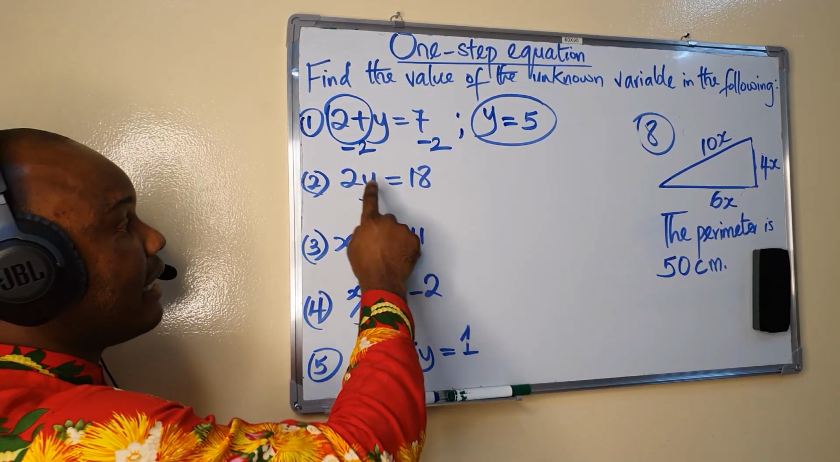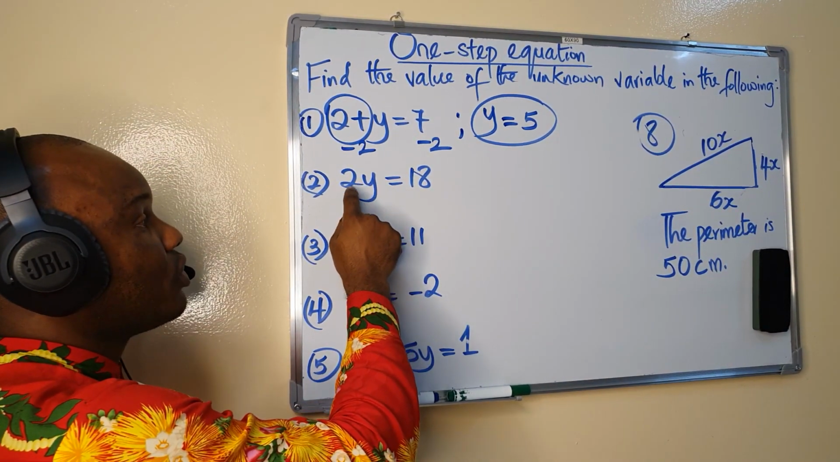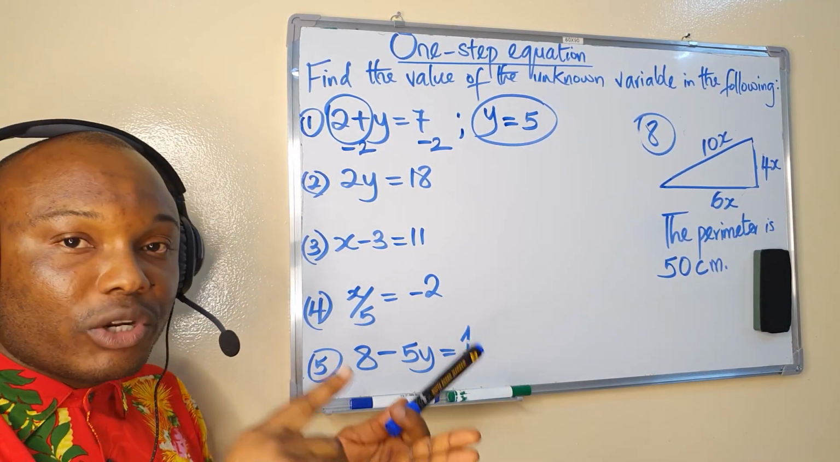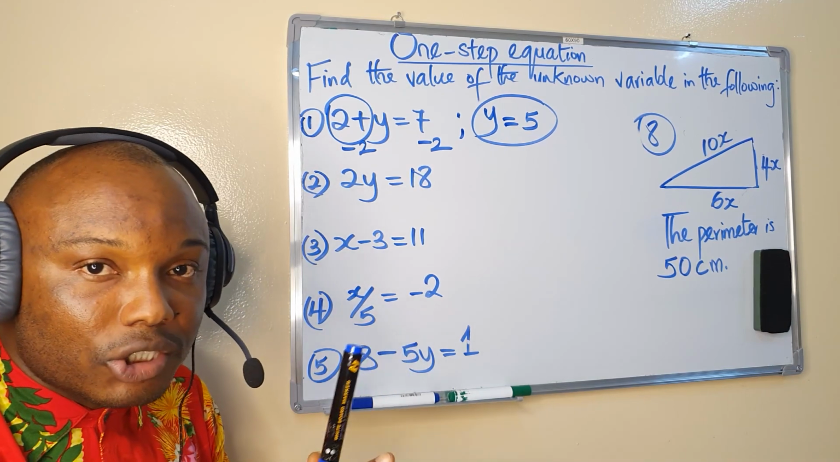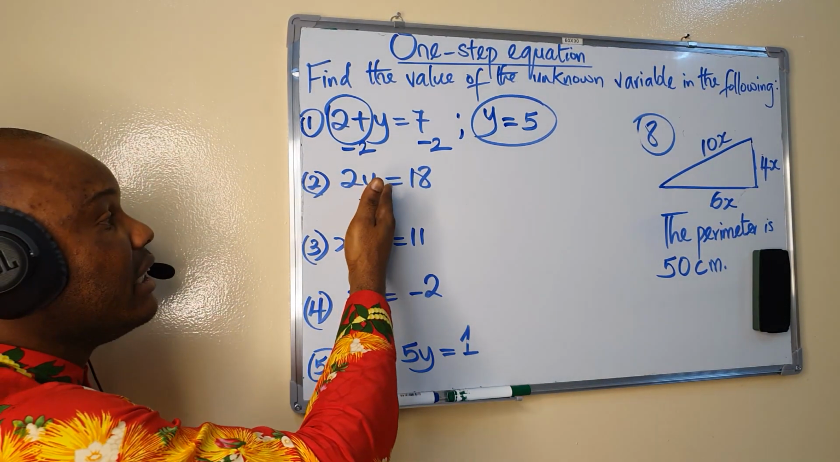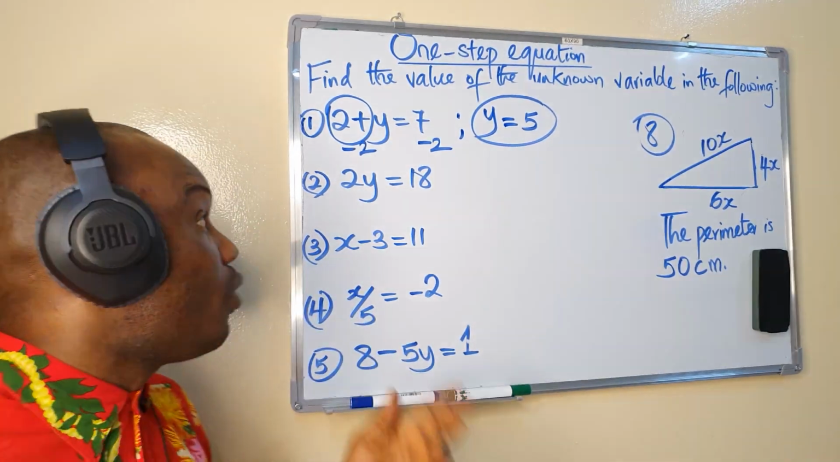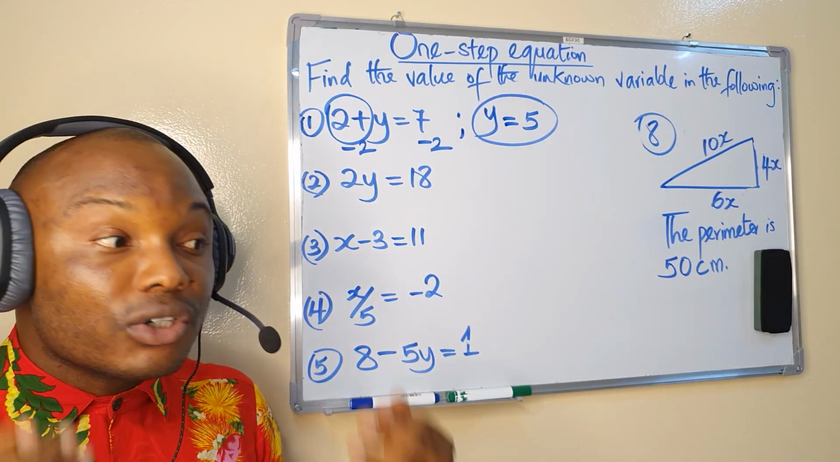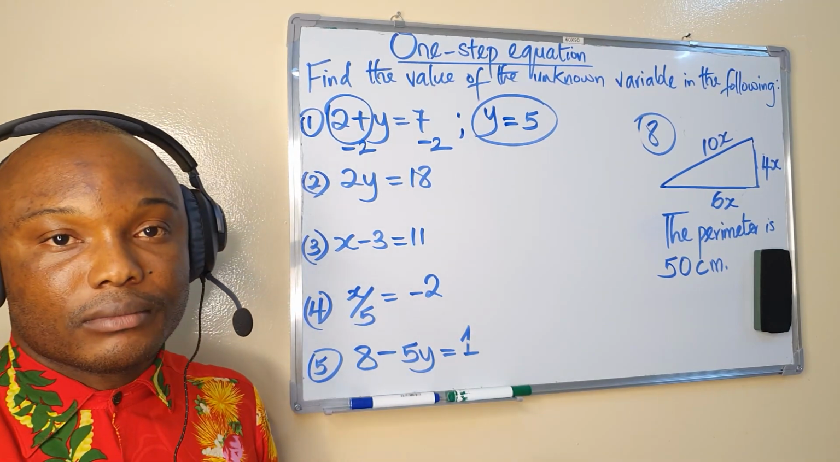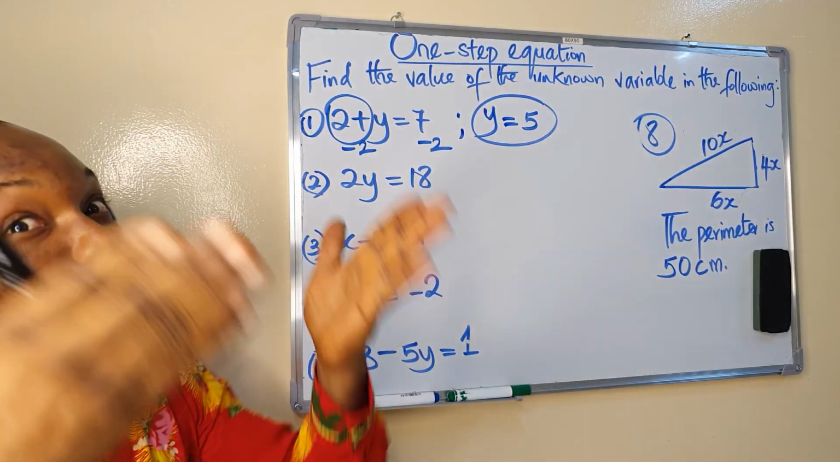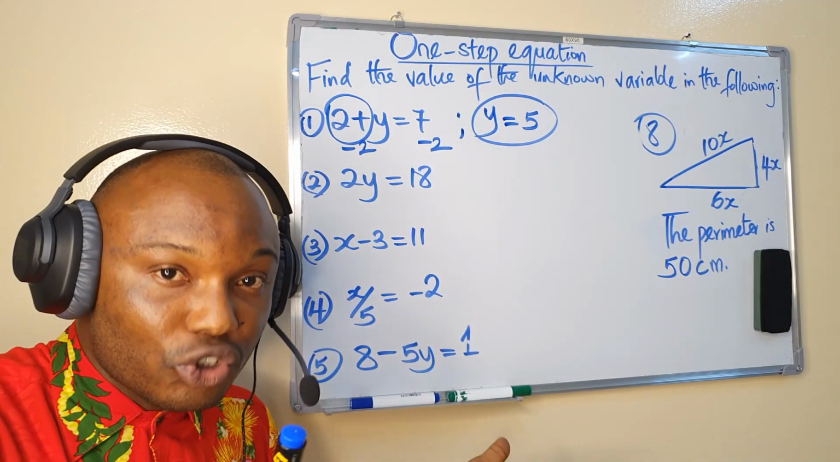Look at the second case. I told you that each time you see a letter attached to another letter or a letter attached to a number, that shows multiplication. So this 2y you see here is the same thing as 2 times y. But we need to allow y to stay alone because that is the value we are looking for. Therefore, I know you know the answer already. Maybe you have guessed. 2 times what is 18? The answer is going to be 9.